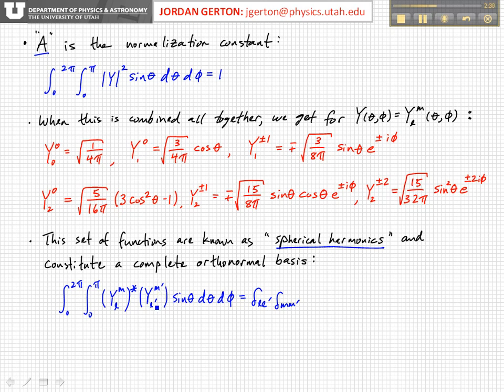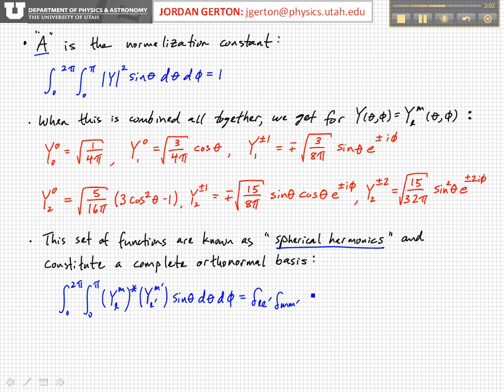you integrate those with phi from 0 to 2 pi, theta from 0 to pi, sine theta d theta d phi. What you get is a product of two Kronecker delta functions, which means that L' has to equal L and M' equals M, and otherwise this is 0. And if L' is equal to L and M' is equal to M, we're back to the normalization condition up here, and that's equal to 1. All right, so it's a complete orthonormal basis.